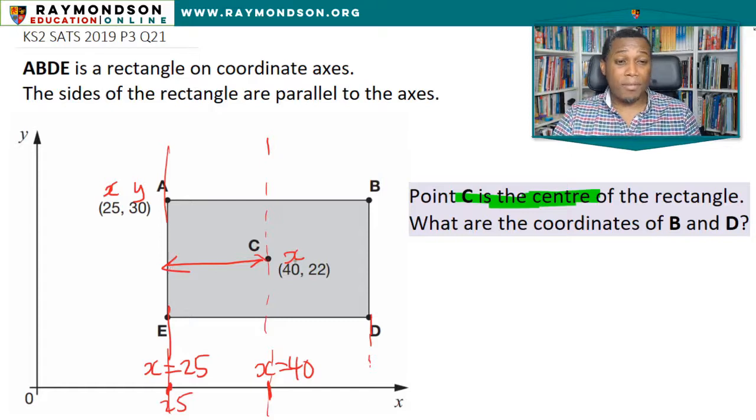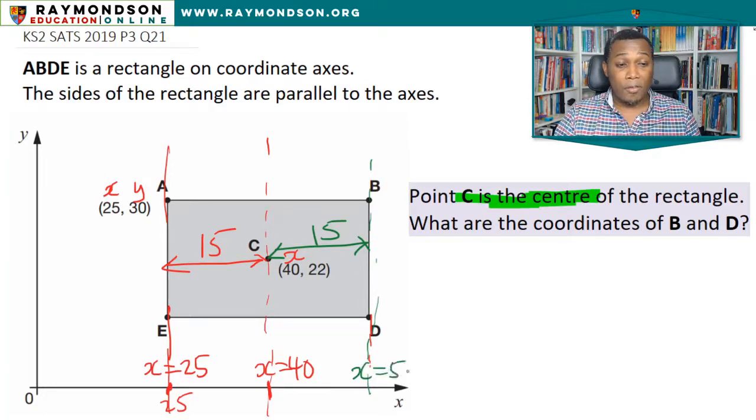If this is 25 and this is 40, then the gap from 25 to 40 is 15. If C is in the middle, then going to the other end, the gap has to be 15. So in other words, if I started at 25, I need to add on 15 and 15, 30, to get to the other side. It's telling me that the x coordinate for B and D is going to be x equals 55. I've added 30. It has to be the same distance on either side of the midpoint. That's the idea we're working with.